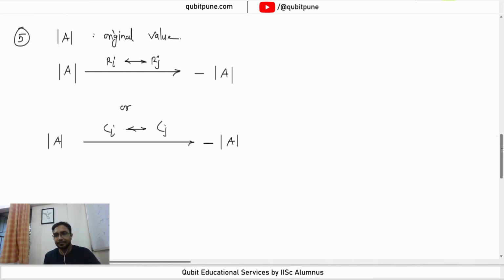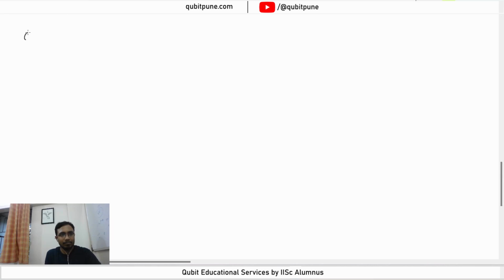Next, the determinant of any square matrix is equal to the determinant of its transpose. You already know it, correct? When rows and columns of a determinant are interchanged, the value of the determinant remains unchanged. Do you remember this or not? You do. Okay.